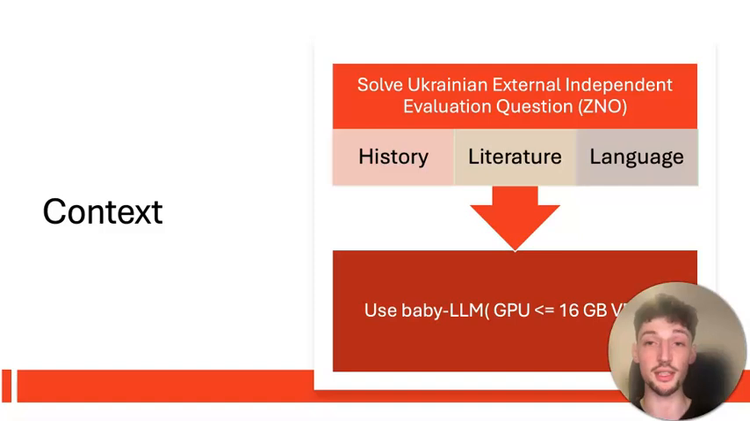For context, the task involved fine-tuning a large language model, evaluated in two different ways. The first evaluation metric was multi-choice question answering. The questions were carefully selected from the Ukrainian External Independent Evaluation, which is a multi-choice question exam. The topics picked for evaluation were history, literature, and language.